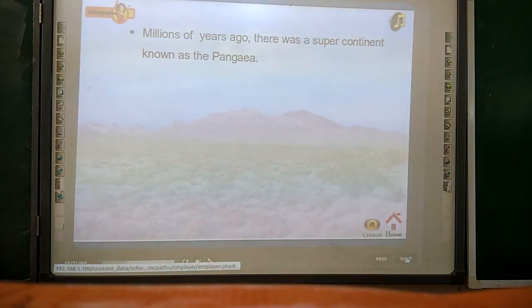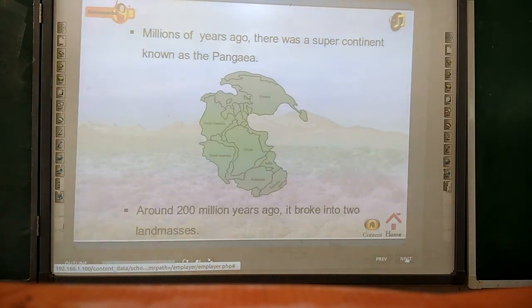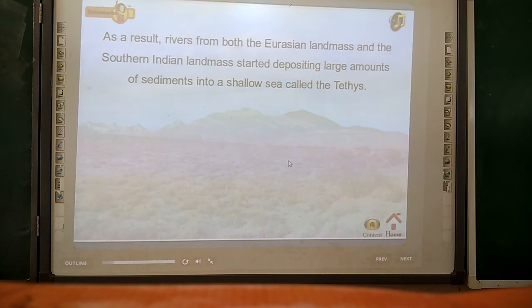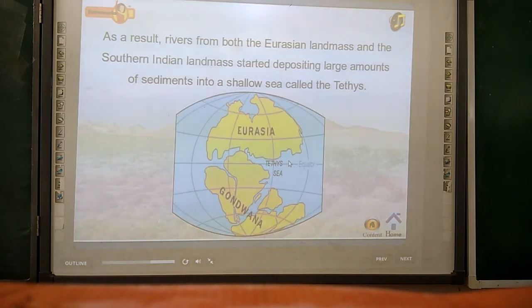Millions of years ago, there was a supercontinent known as the Pangea. Around 200 million years ago, it broke into two land masses. As a result, rivers from both the Eurasian landmass and the southern Indian landmass started depositing large amounts of sediments into a shallow sea called the Tethys.